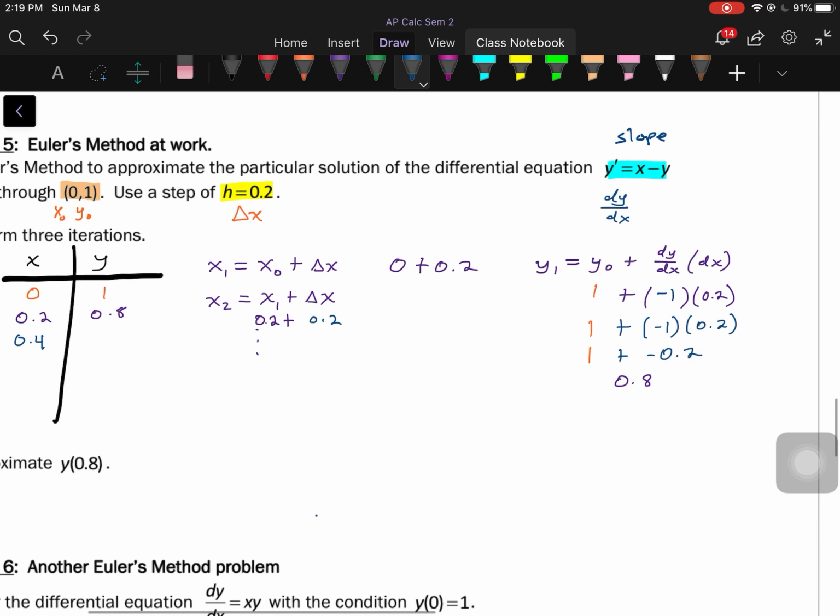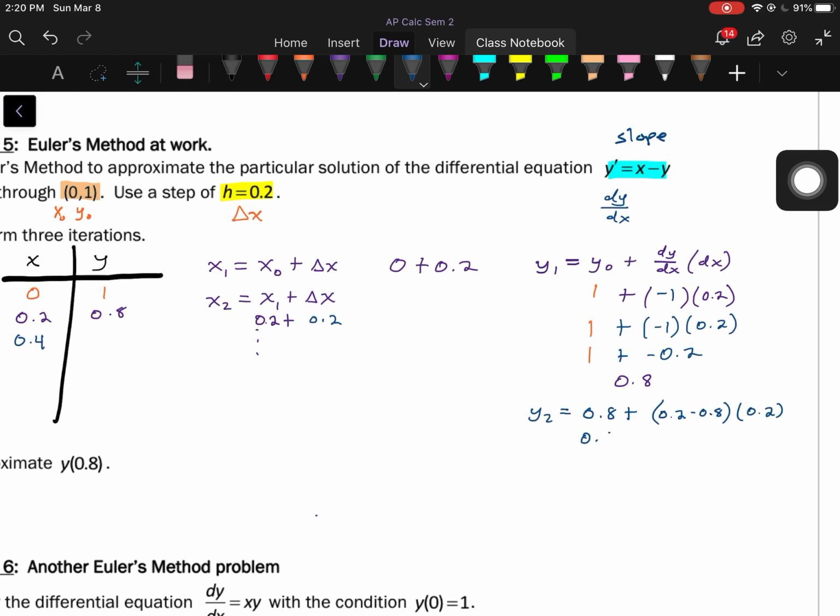To get the next y value, y sub 2, I take the y value that I had before. So I'm not using 1 this time, I'm using 0.8, that's where I left off, plus the slope at that y value at 0.8. To get the slope, I would calculate using the differential equation, y prime equals x minus y, and then I get 0.2 minus 0.8 multiplied by the step size, which is always 0.2 in this problem.